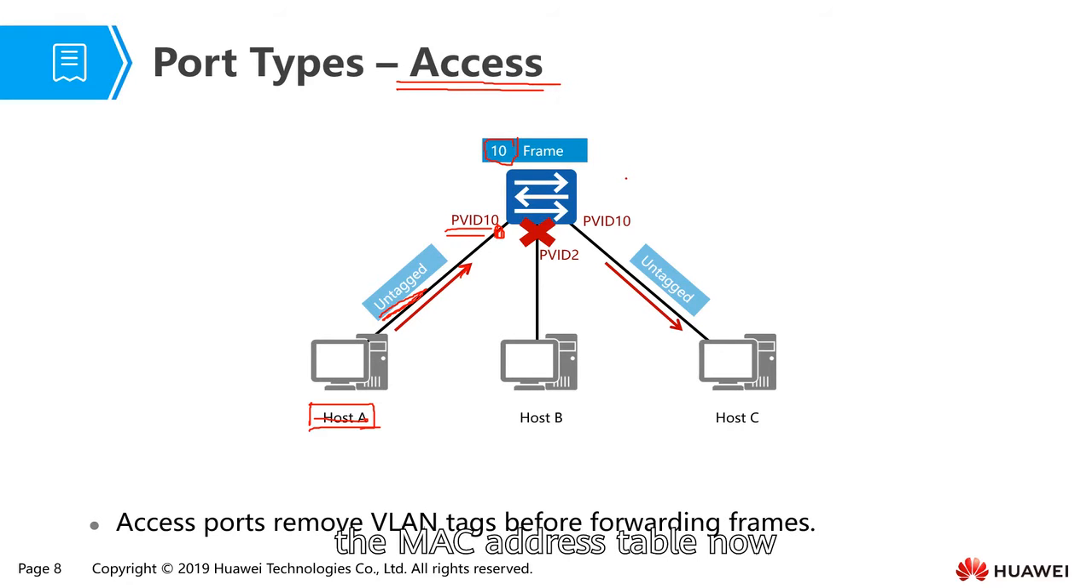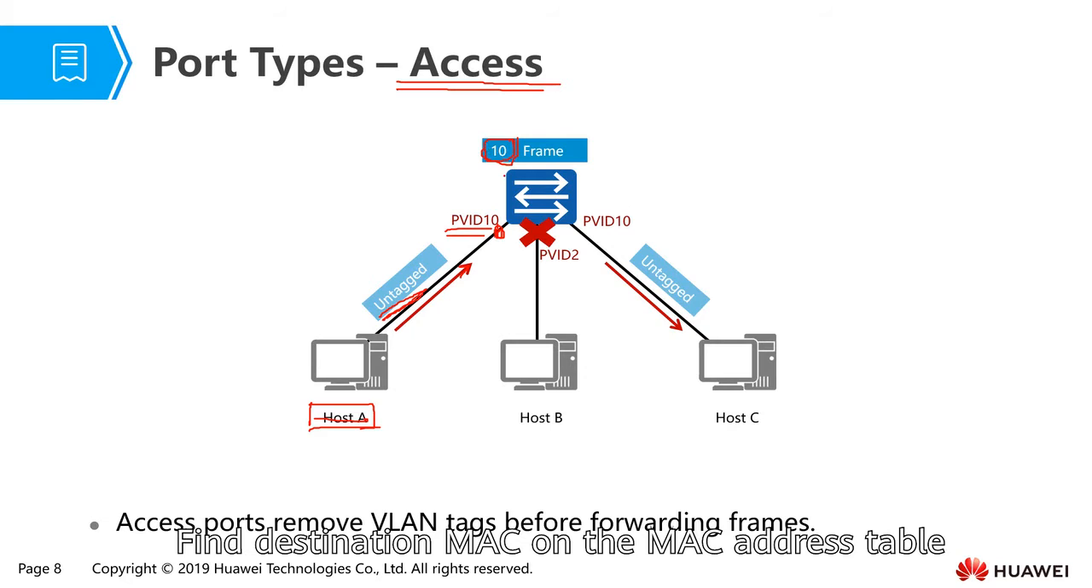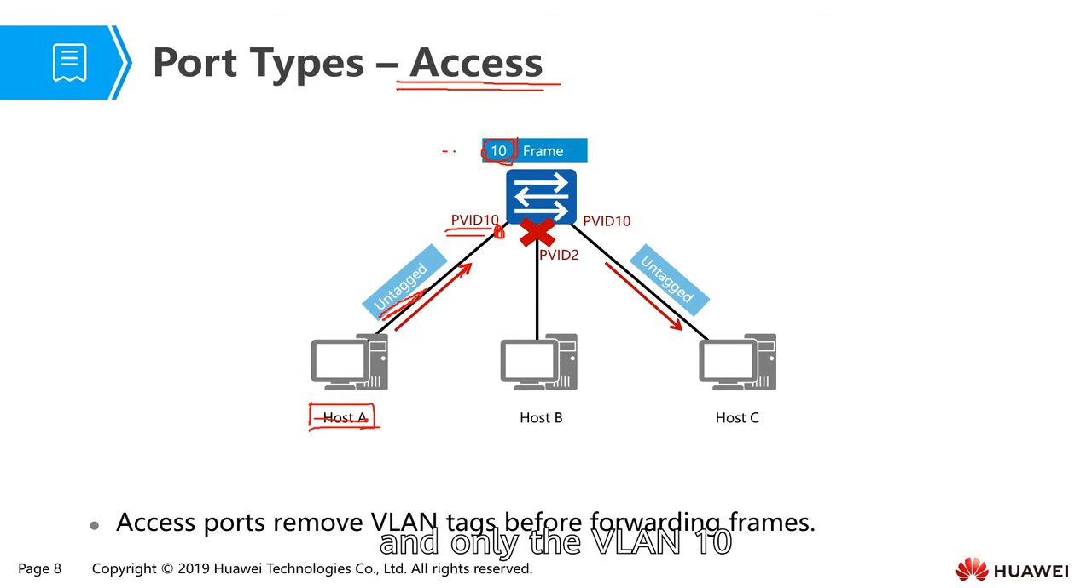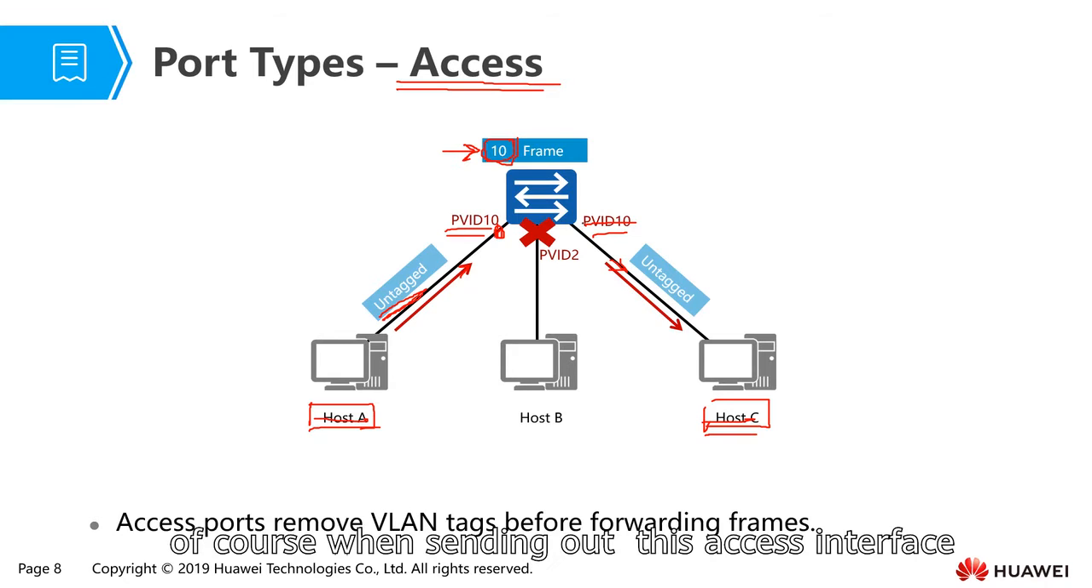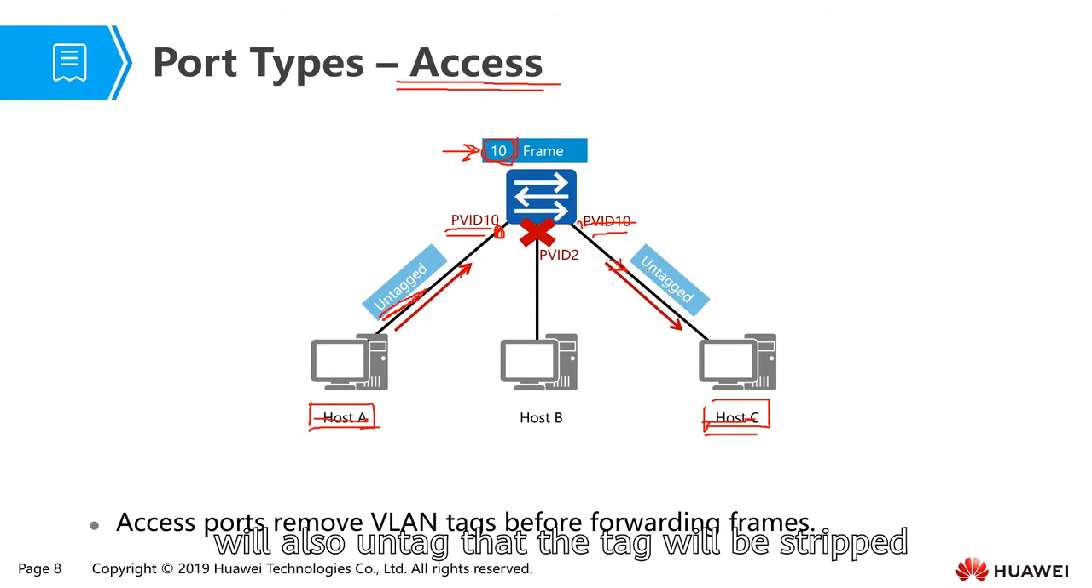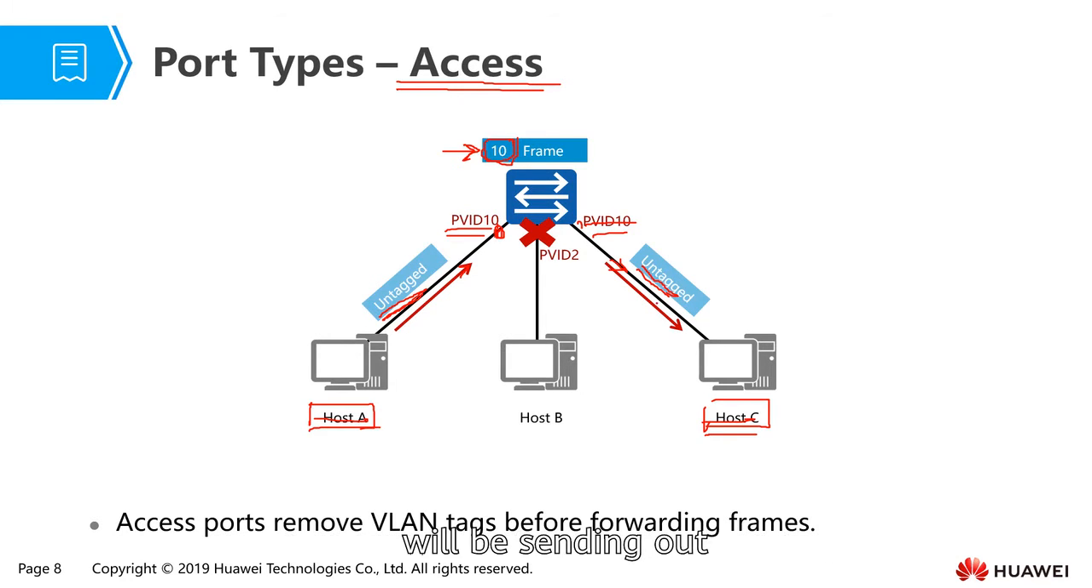The MAC address table now has the VLAN attribute, and the switch finds the destination MAC in the MAC address table, only in VLAN 10, and then forwards the frame out on VLAN 10. This is the destination MAC. Then sending out, of course, when sending out, this is an access interface, so it is untagged. The tag will be stripped and then the frame is sent out.